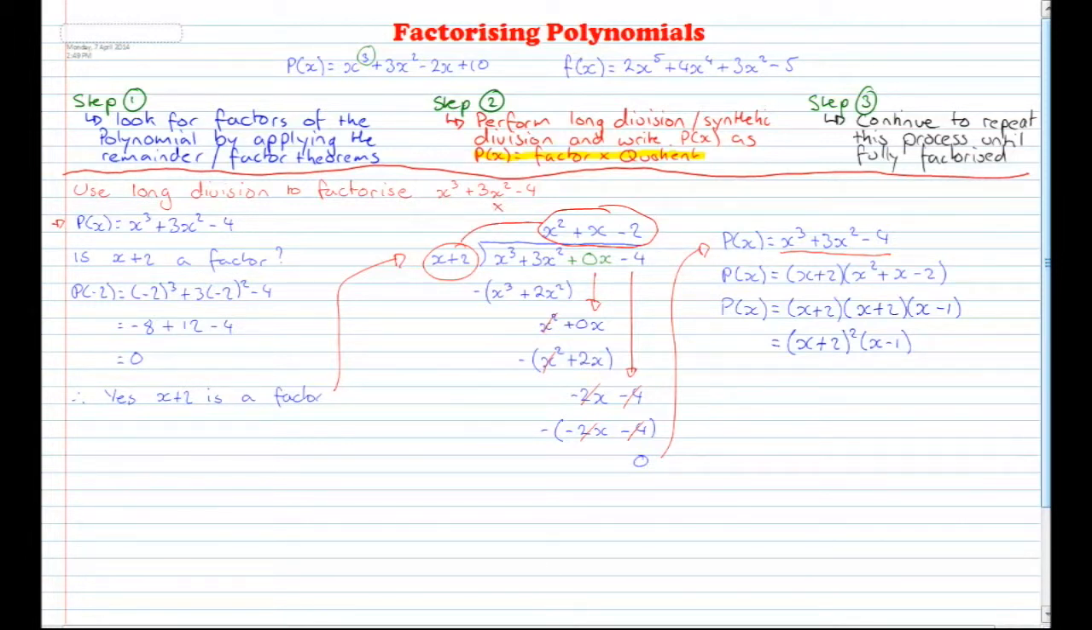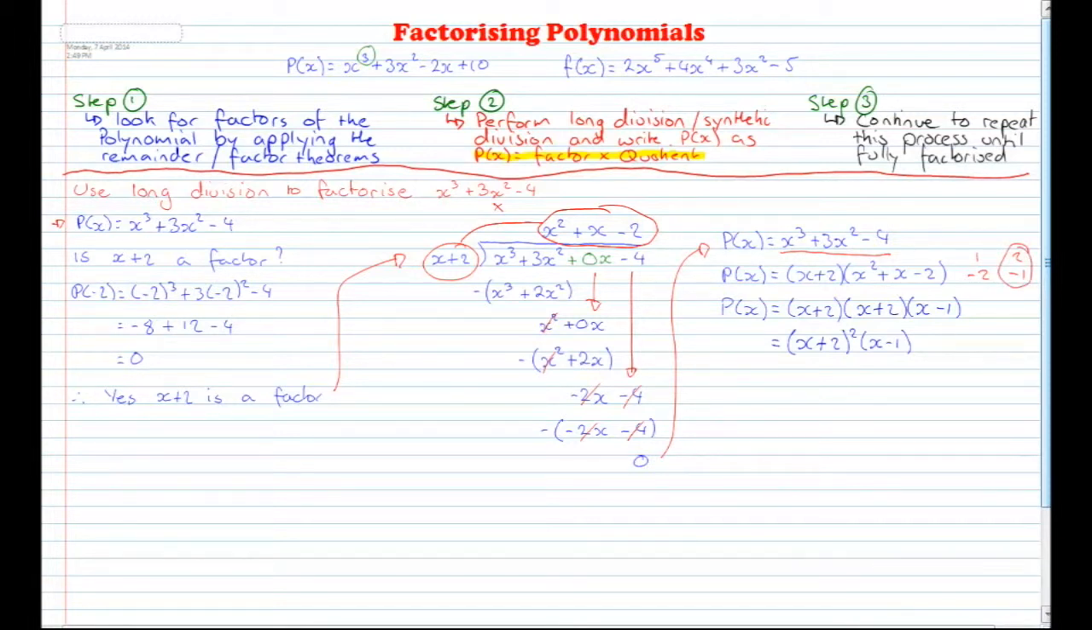Alright, so I'm looking here, I've got x plus 2 and x squared plus x minus 2, and I now need to look to factorise what's in the quadratic bracket. So to do that, I need to look for factors of negative 2 that add to 1. So the factors of negative 2 are 1 and negative 2, and 2 and negative 1. Now because it's a positive 1, it's going to be 2 minus 1 is positive 1.